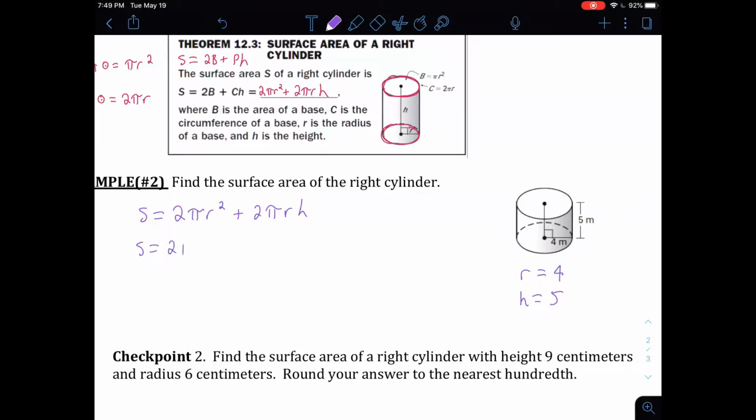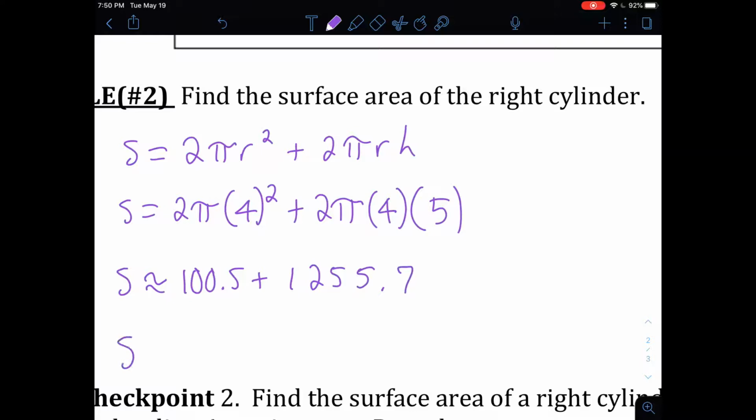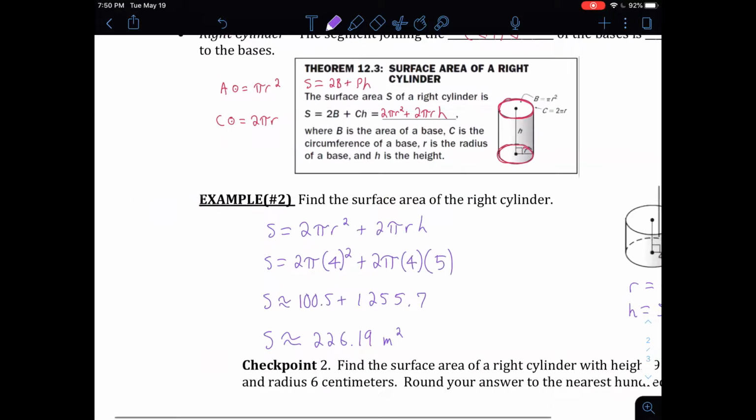Surface area equals 2 pi times the radius, 4, squared, plus 2 pi times 4, the radius, times the height. The height is also the distance between the bases. Now we're just going to simplify that. We have to round with pi here, so the surface area is approximately 100.5 plus 125.7, which is approximately 226.19 meters squared.